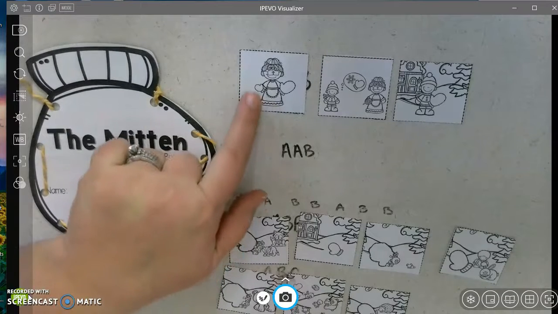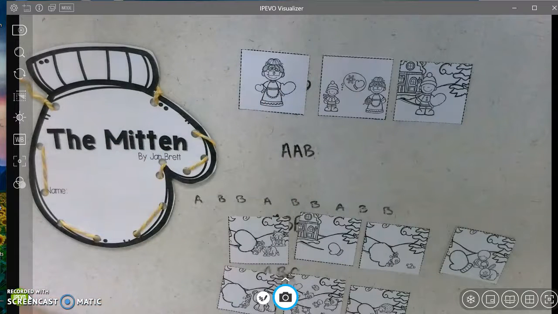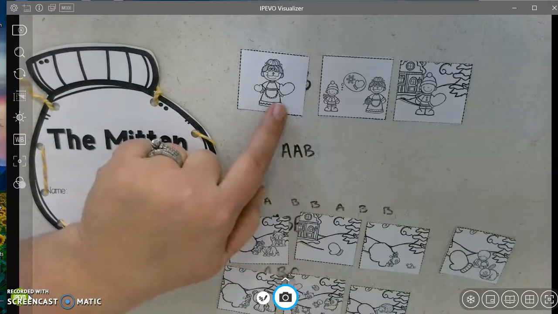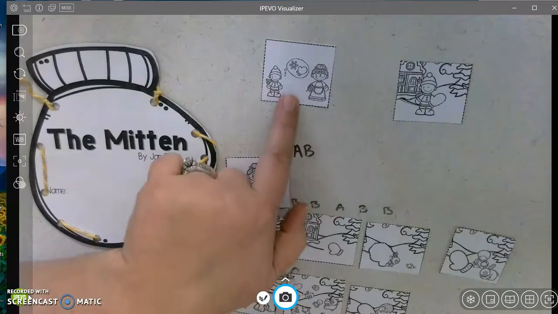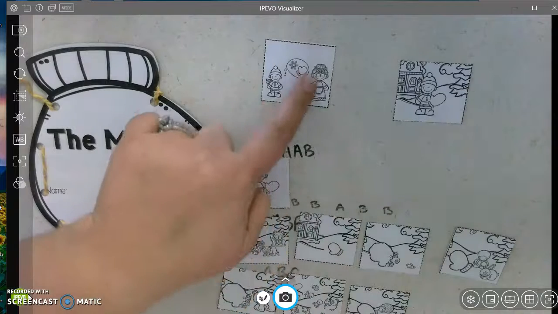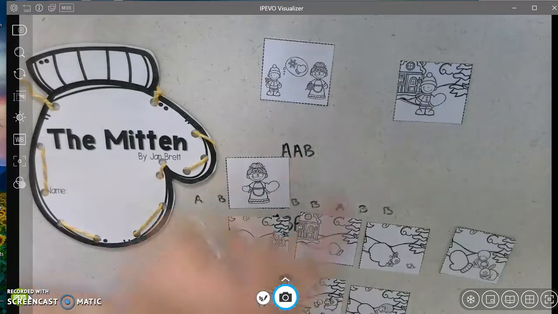This one has Baba holding a little mitten and a big mitten. Was that in the beginning or in the end? That was in the end because the mitten was already stretched out from the animal. So I'm going to move this one down here. What about this one? This one has Nikki and he's thinking about snow and a mitten. Was that in the beginning? Yeah, that was in the beginning.